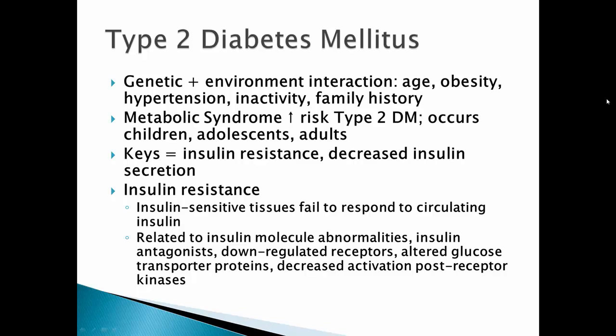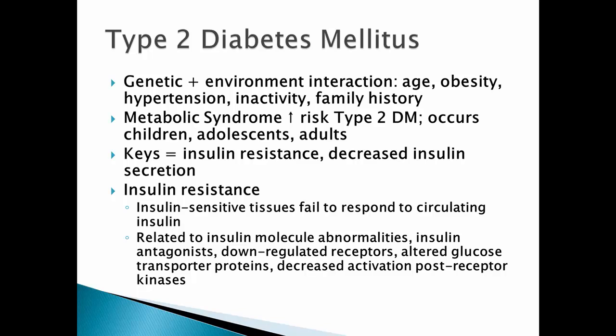Well, with type 2 diabetes, we also suspect that there is a genetic as well as environmental interaction. On the genetic side, we are looking for genes that are related to the beta cell mass as well as function of the insulin receptors themselves. With the environmental interaction, we know that there is a very large environmental interaction related to age. As we get older, the incidence of type 2 diabetes definitely goes up, especially after the age of 65. With obesity, with hypertension, with inactivity, as well as that idea of family history.